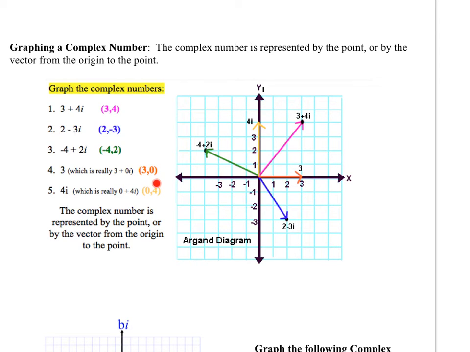If there's no imaginary part, then it's just 3, like this one. If there's no real part, then it's just on the y-axis there.